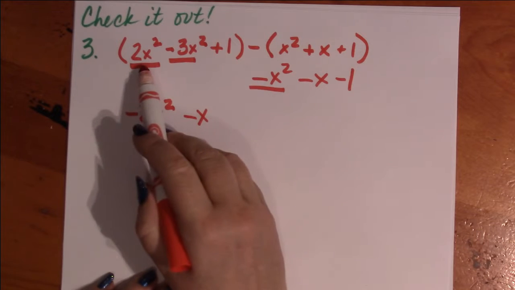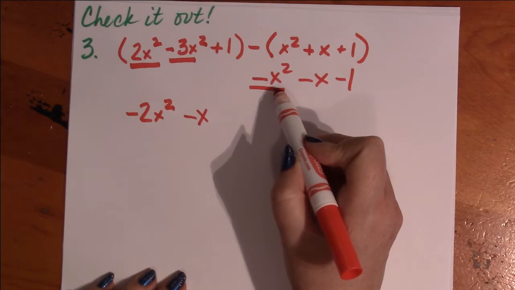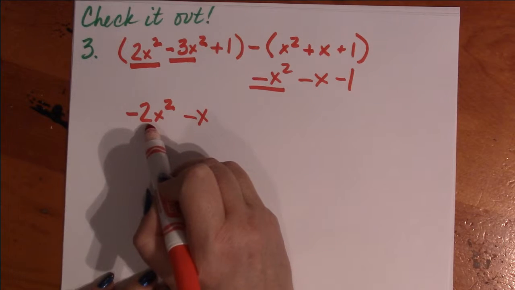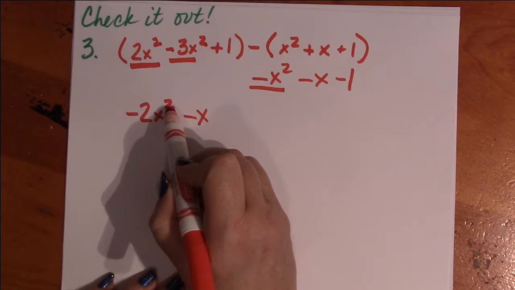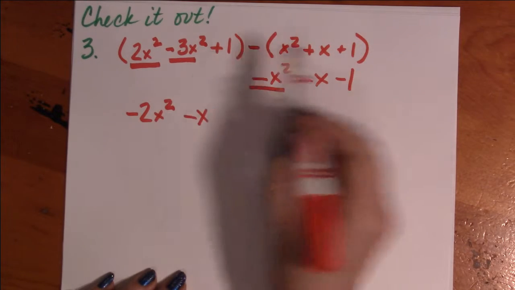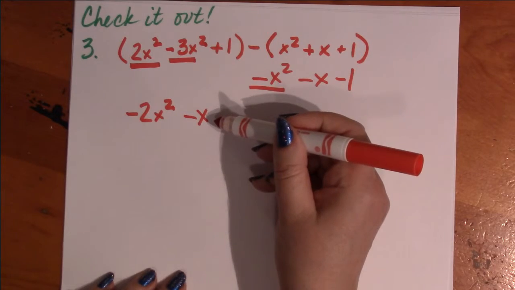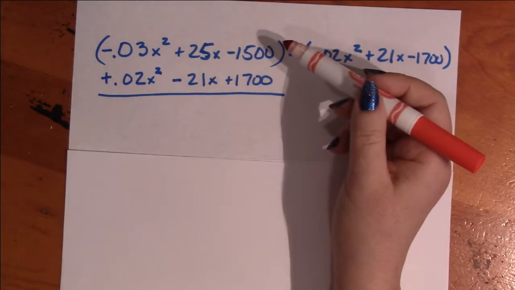So here we combined 2x squared and negative 3x squared and negative x squared to get a total of negative 2x squared. We only have one negative x, and our plus 1 and our minus 1 cancel each other out, so this is our answer. And what does this look like in a word problem?